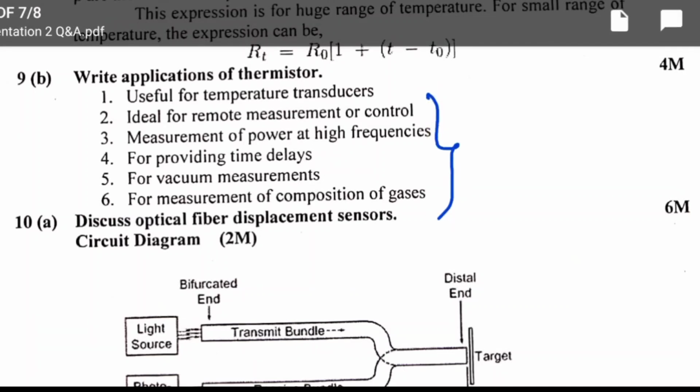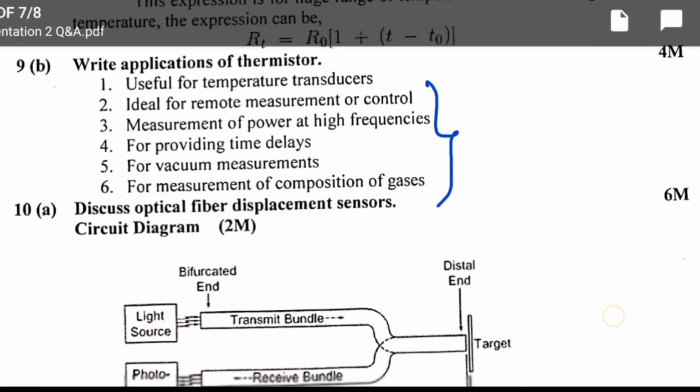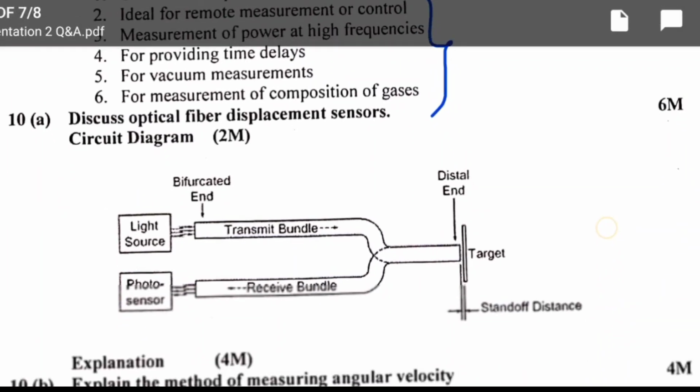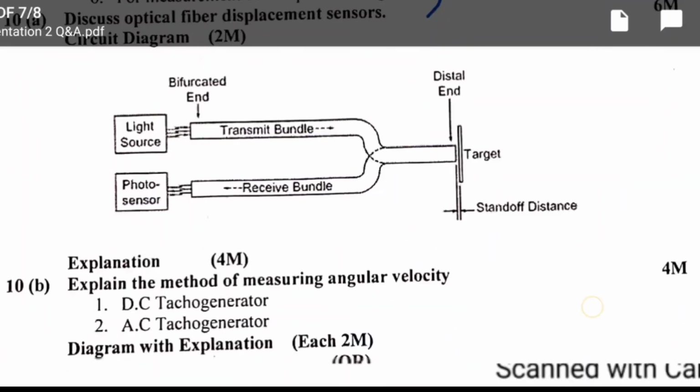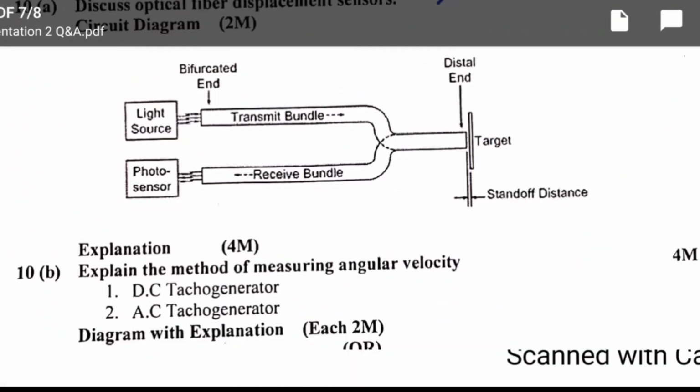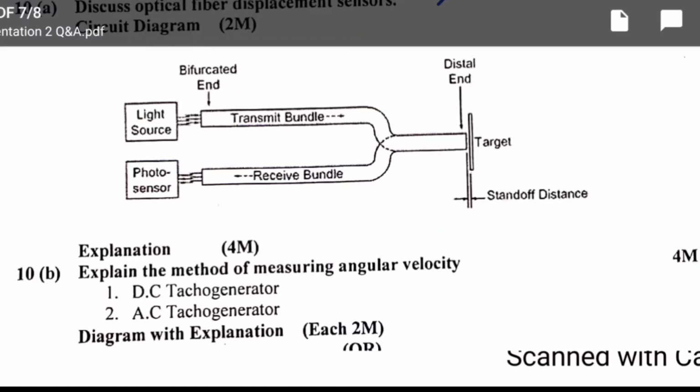Next one, discuss optical fiber displacement sensors. It is not in the syllabus. Optical fiber displacement sensor circuit diagram. Next, tacho generator: how does a tachometer work? DC tacho generator, AC tacho generator, how it works. This is about recalling some matters related to instrumentation.